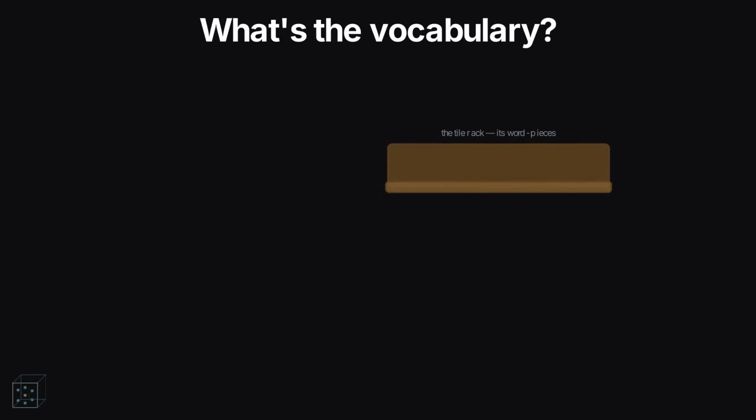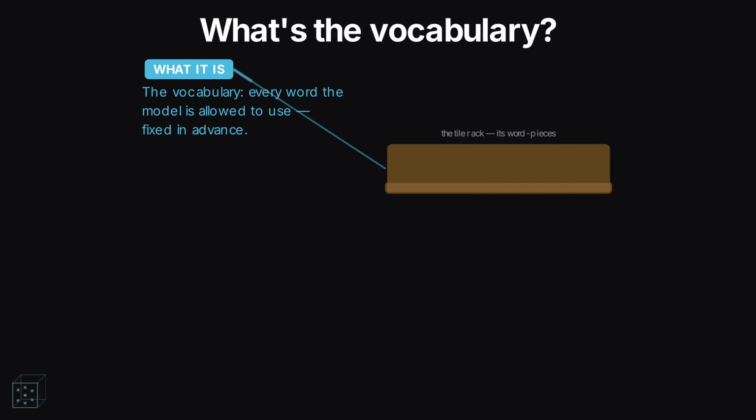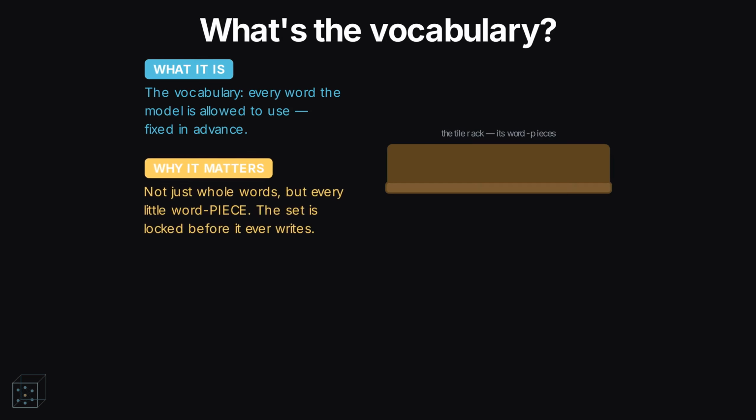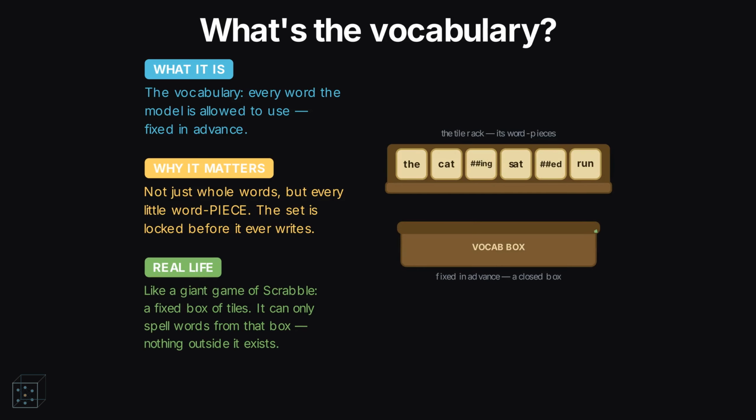That full list of words it knows has a name, the vocabulary. It's just every word and every little word piece the model is allowed to use, fixed in advance. Real example, like the tiles in a giant game of Scrabble. The box only contains so many tiles, and the model can only play words it can spell from that box. Nothing outside the box exists for it.